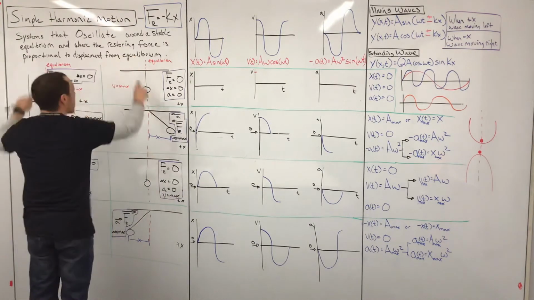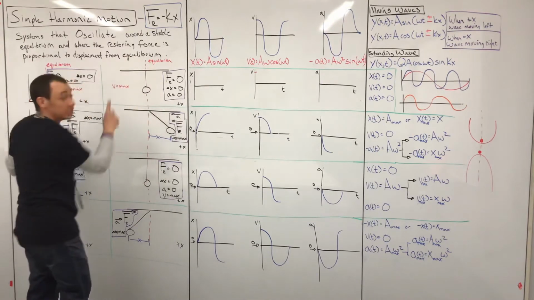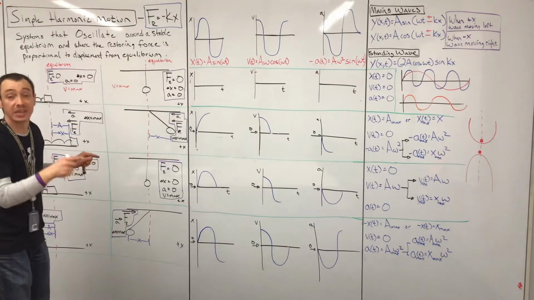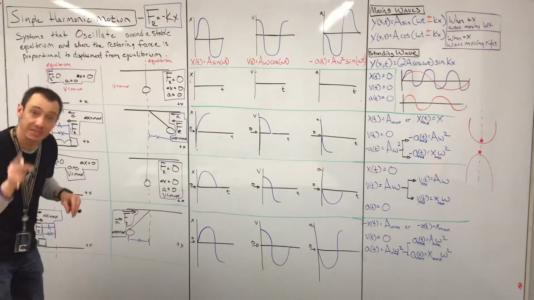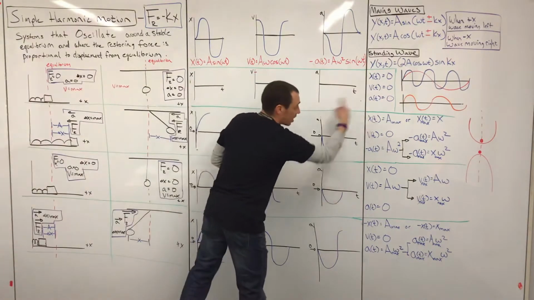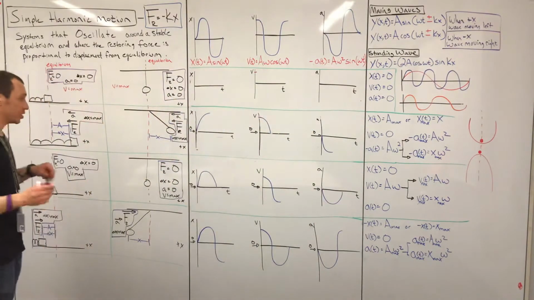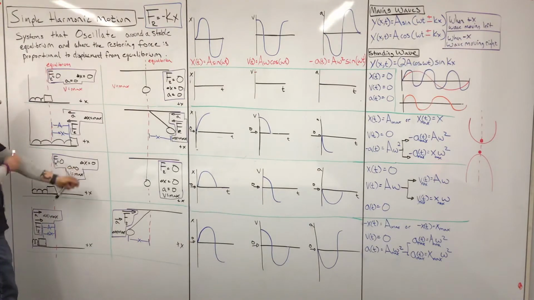So when these objects in simple harmonic motion reach their equilibrium point while oscillating, they will be moving at max velocity. That's something to remember. We're going to talk about it over here. I'm just trying to get you ready for things.